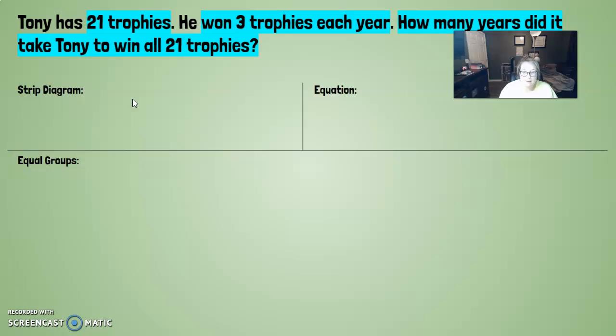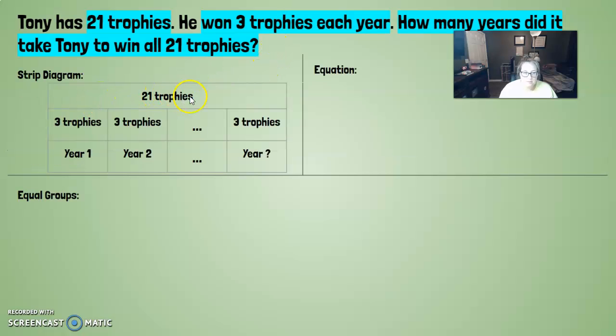So let's think about this. What do we know? Do we know our total? Yeah, we know our total. There's 21 trophies. Do I know how many years it took him? Nope, that's what I'm trying to figure out. But I do know that he had 3 trophies each year. So that's really important.